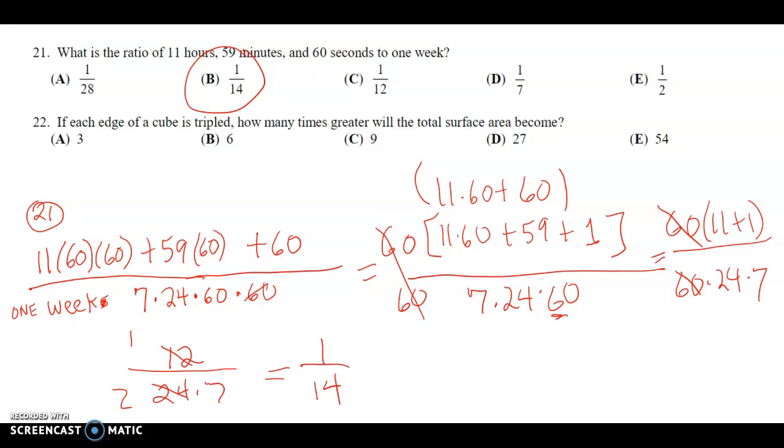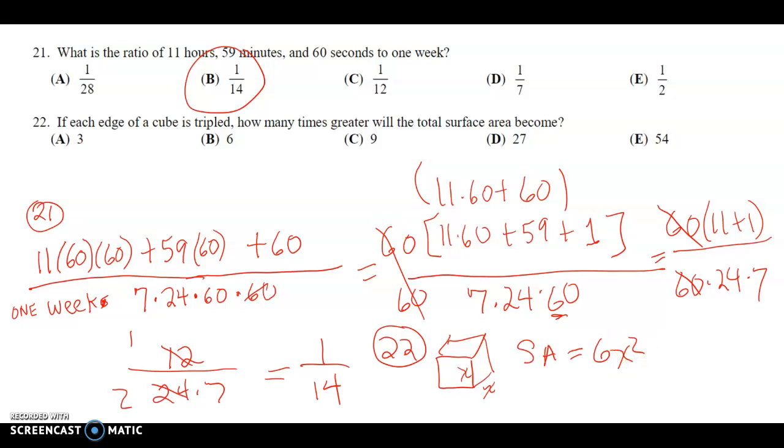Let's see if I'm going to have enough room for number 22. I might need to erase some things. If I put 22 here, I'm talking about the surface area of a cube. Now a cube has 6 faces, and the surface area of a cube is 6 times the area of each face. So if the original cube is x by x, then 6x squared is the surface area.